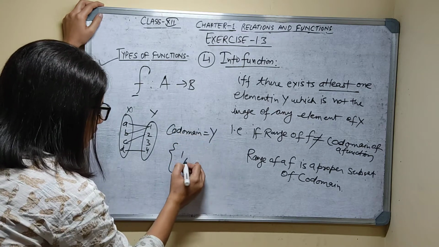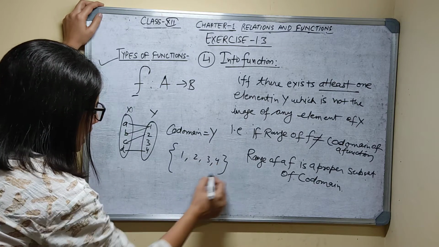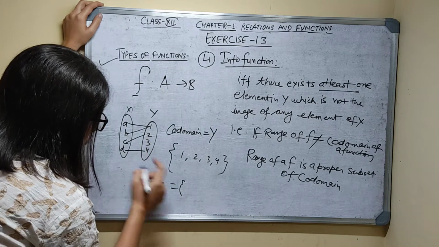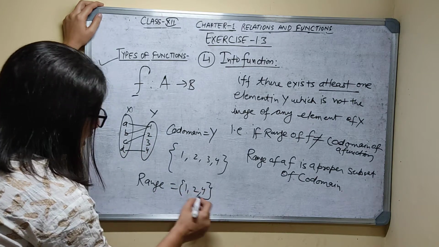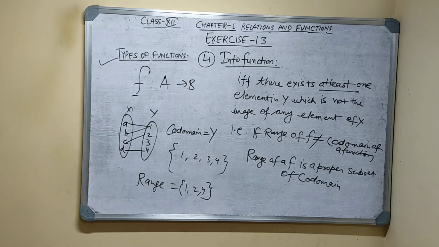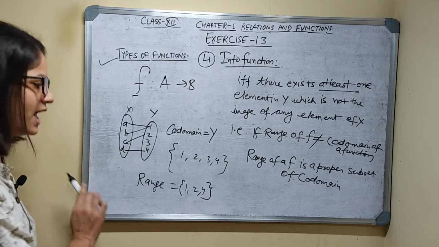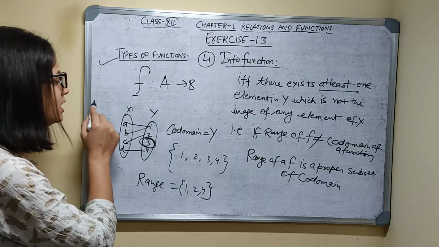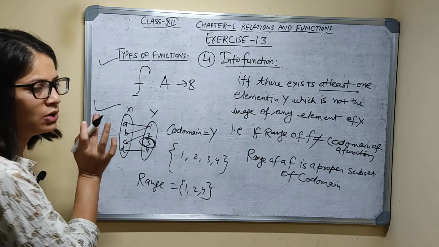Y full set, that is what? 1, 2, 3, 4. And range is equal to only 1, 2, 4. Only elements 1 and 2 and 4 are the image of any element of X. So at least one element should be left behind to make it into function.